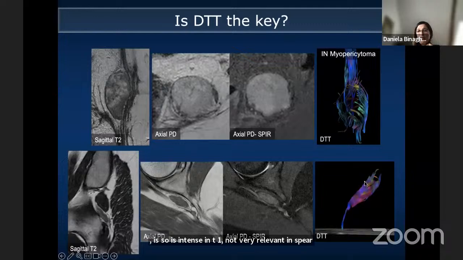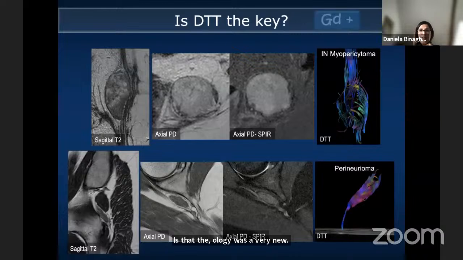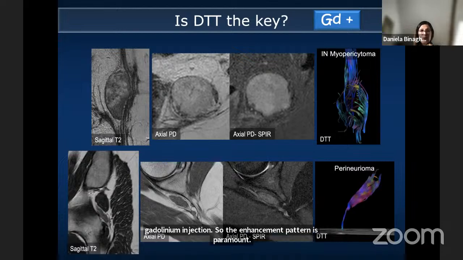We could see the tractography with some infiltration. Someone might think, well, this is a neurofibroma and the diagnosis is done. But the reality is that the histology was a perineurioma. So in these two cases, the key would have been the gadolinium injection. So the enhancement pattern is paramount. This needs to be part of the protocol.